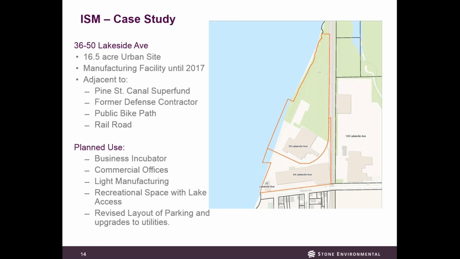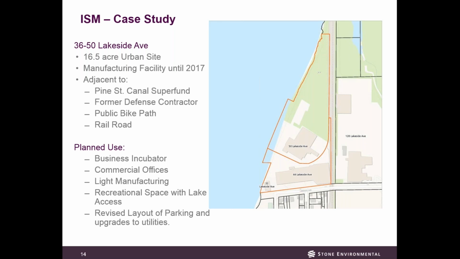It is next to a couple of really interesting sites, one of which has already been mentioned. The Pine Street Canal Superfund site is right there. That little strip of water that's coming down out of the top is the wetland associated with the canal. And the other property that is due east is known as 128 Lakeside, and that was the home of Bell Aviation, Martin Marietta, Lockheed Martin, and General Electric, in succession, not in that order, but that's who's been at that site.